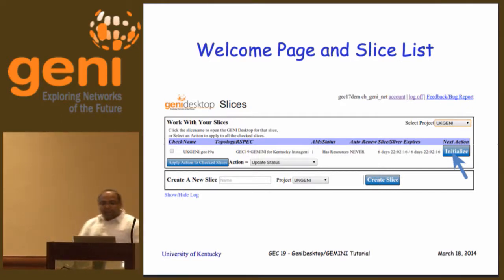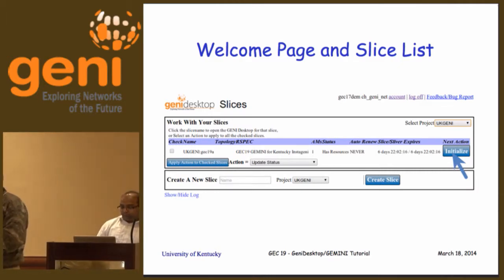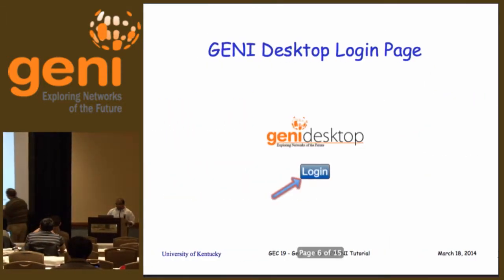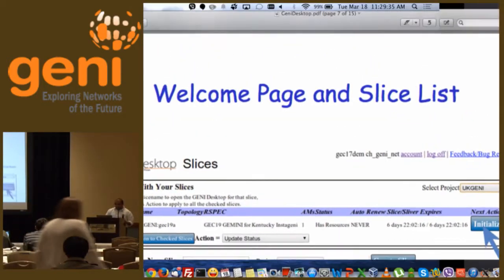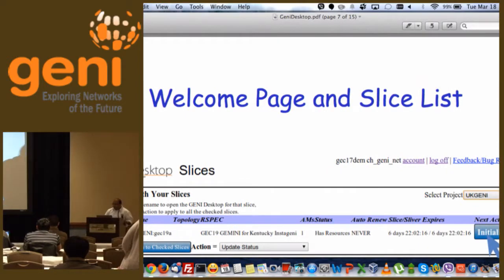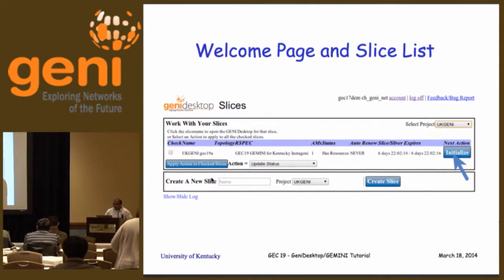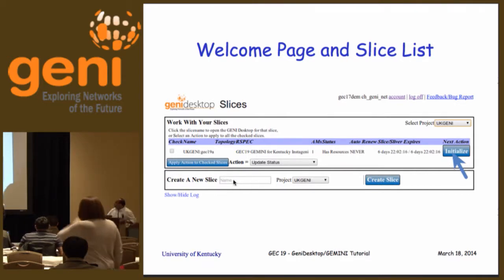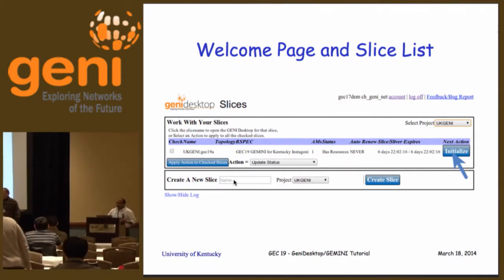Private passphrase there. Okay, so once you've logged in and you got to this page, what we'd like each of you to do is to create a slice, and you'll have to give your slice a unique name. All right, so where it says create slice here, we would like you to actually type in a name of your slice that you'd like to create.